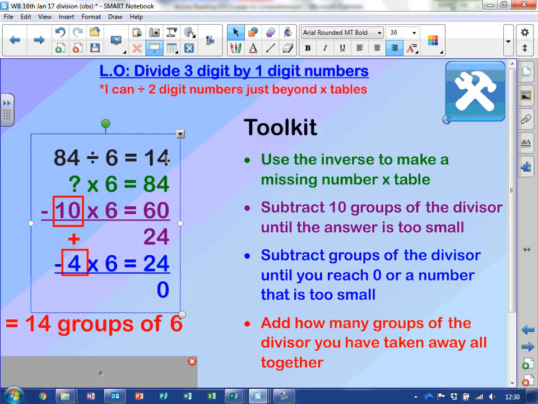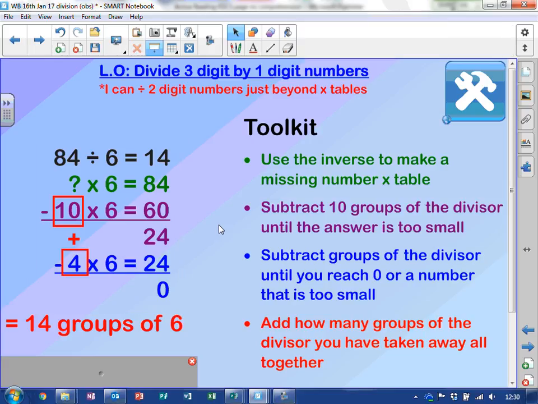I hope you can see how that system works and how it builds on the times table knowledge that we've been using previously. Good luck with your homework.